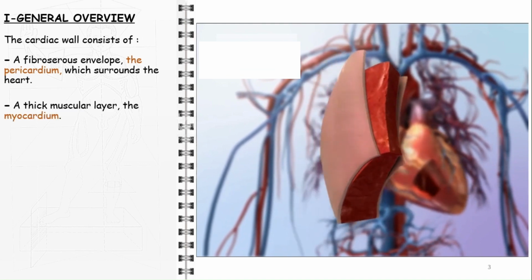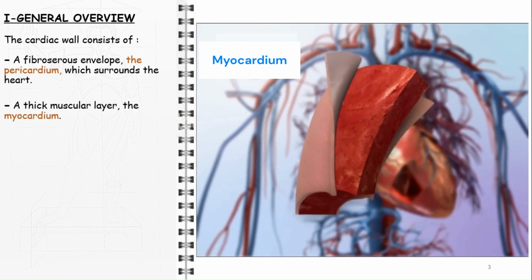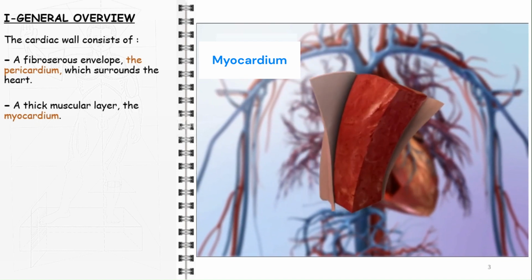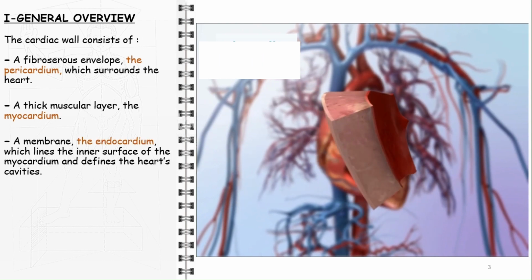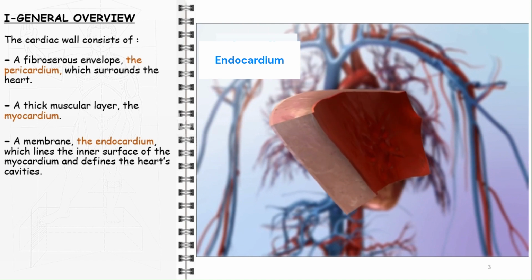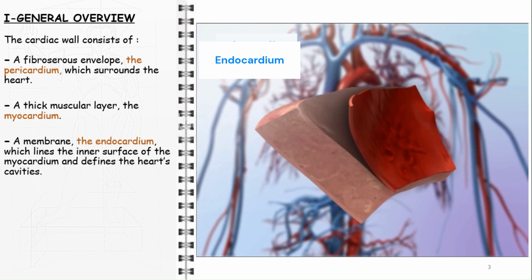A thick muscular layer, the myocardium, which is responsible for the contractile activity of the heart and varies in thickness depending on the chamber, being thickest in the left ventricle. And a membrane, the endocardium, which lines the inner surface of the myocardium, forms a smooth lining for the heart chambers and valves, and plays a role in regulating myocardial function.